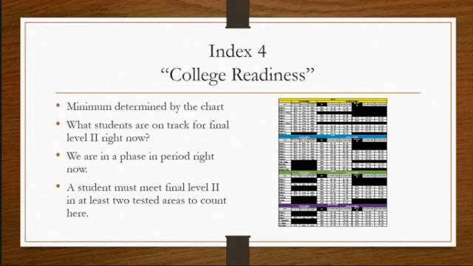Index 4 is about college readiness. The minimum is determined by the chart that you've been provided with, and what students are on track for final level 2 right now, because we are in a phase-in period right now. The cut score is lower than the final level 2. A student must meet final level 2 in at least 2 tested areas to count. So if you think about 6th grade, the only 2 tested areas they have are reading and math. In 7th grade, they have reading, writing, and math. So that's 3 opportunities. In the 8th grade, you got reading, math, science, and social studies. But they must meet final level 2 in at least 2 tested areas to count here.